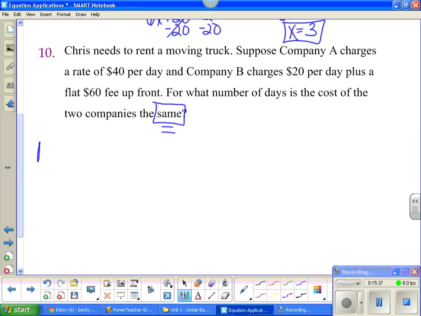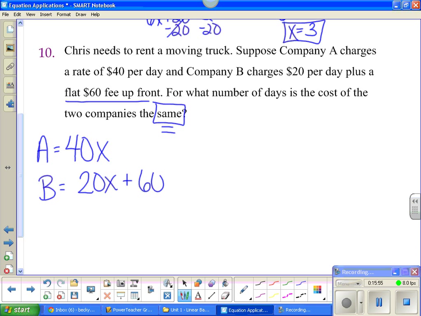So let's find a Company A equation. Company A charges $40 per day. That's it, $40 per day. But Company B says, well, we'll charge you less per day. We'll charge you $20 per day, but we're also going to charge you a flat $60 one-time charge up front. So Company B is charging you more to start with, but less per day. Company A is only charging $40 per day. That's it. We want to know when they are the same. So we're going to take these two and set them equal to each other.